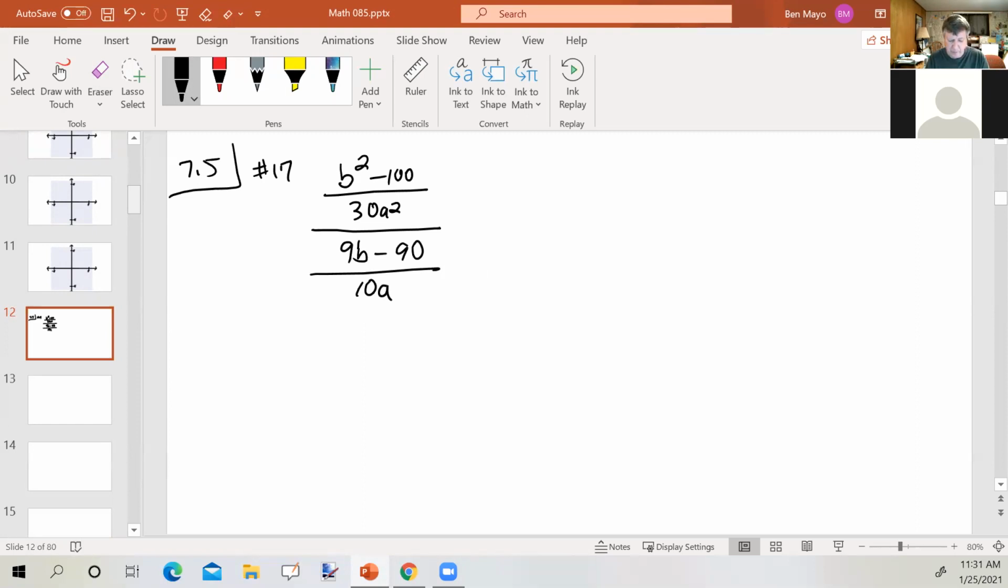I'm going to make this one a little bit longer there. So I need to find the least common denominator of 30a squared and 10a. Well, that would be 30a squared. So I'm going to multiply 30a squared on top, 30a squared on the bottom. Any questions about how I did that or why I did that?